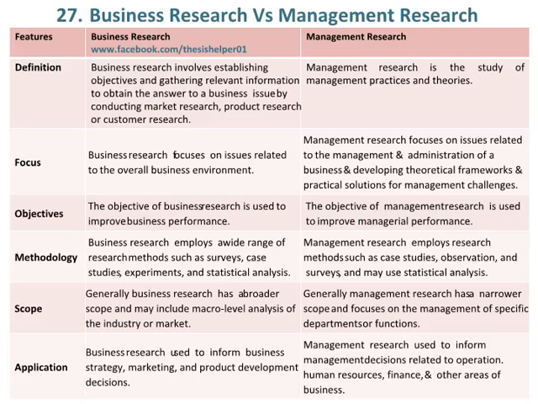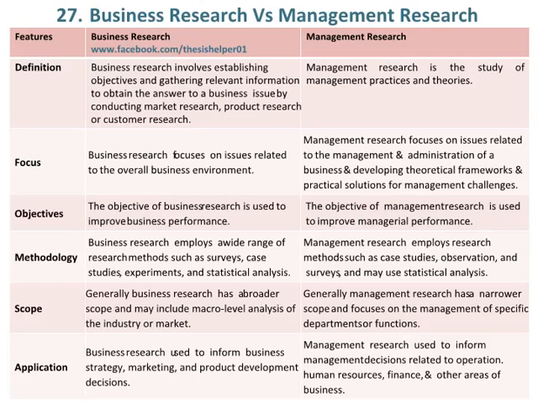Business research employs a wide range of research methods such as surveys, case studies, experiments, and statistical analysis. Whereas, management research employs research methods such as case studies, observation, and surveys, and may use statistical analysis. Generally, business research has a broader scope and may include macro-level analysis of the industry or market. Whereas, generally management research has a narrower scope and focuses on the management of specific departments or functions.